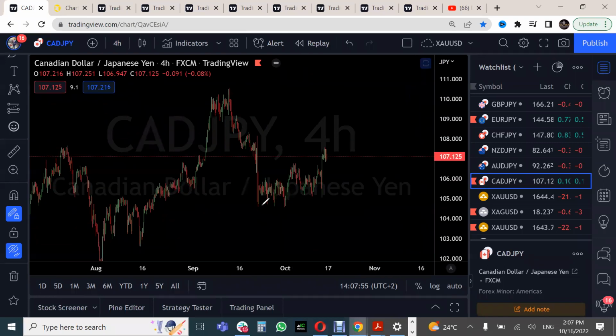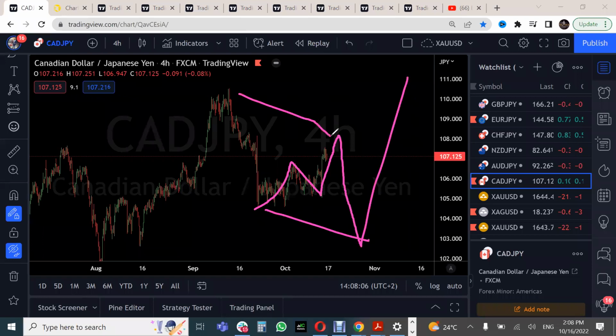Let's watch CAD yen as well, because it looks like it has also made a 3-wave move where it can come up to around 108 level, coming down here and continuation to the upside. So it would have made an ABC corrective structure. So for now, not clear structures.